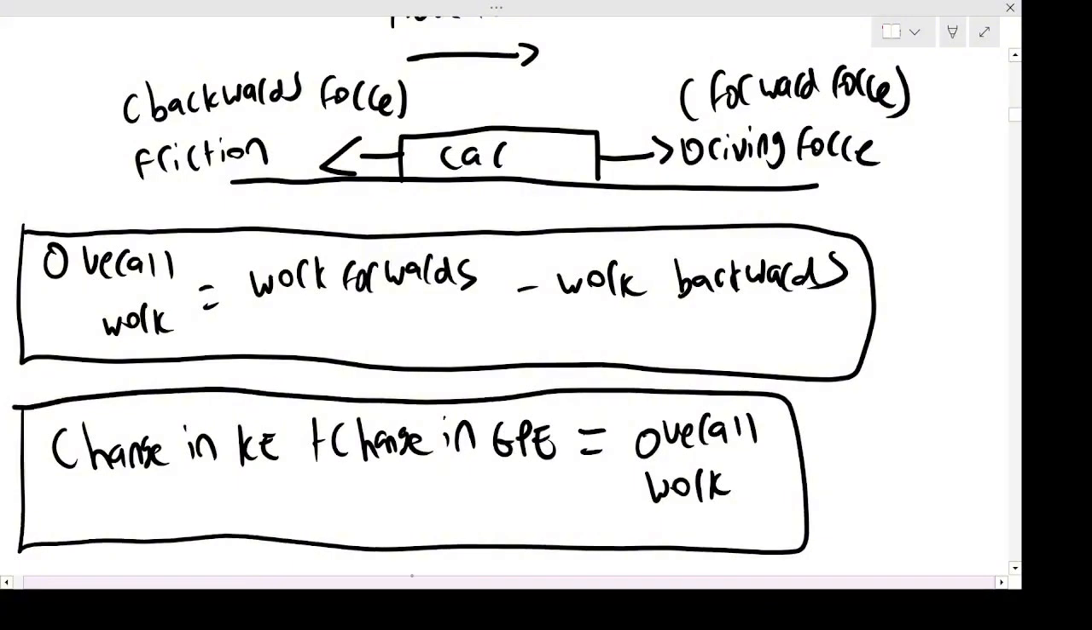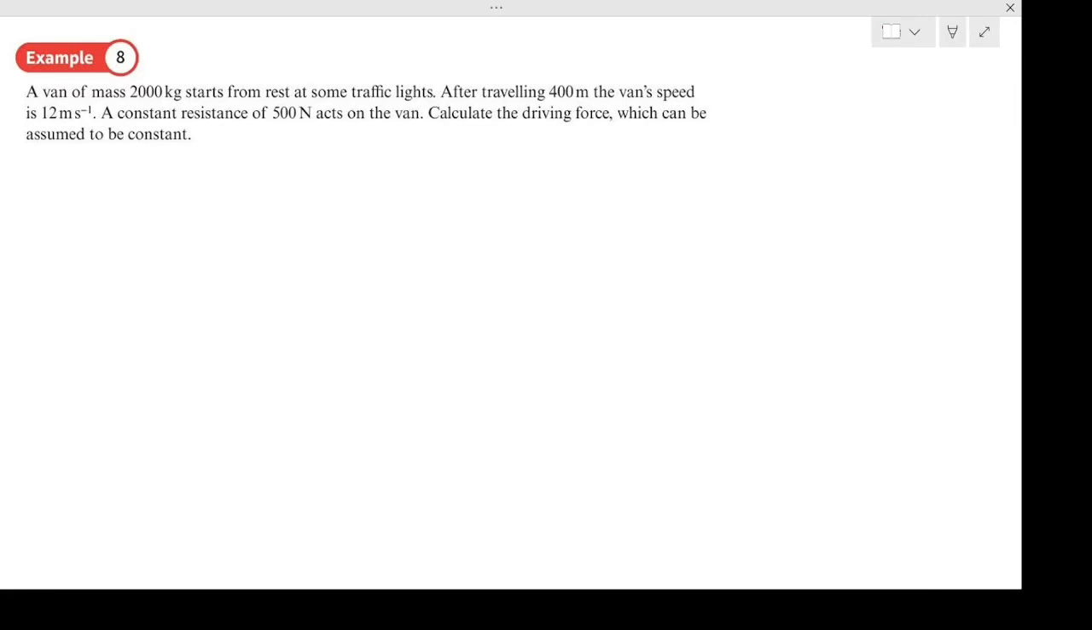And so these two formulas here we're going to use to look at some problems. I've got this question here first. Here we're told a van of mass 2,000 kilograms starts from rest. After travelling 400 meters, the speed is 12. A constant resistance of 500 newtons acts on the van. Calculate the driving force.